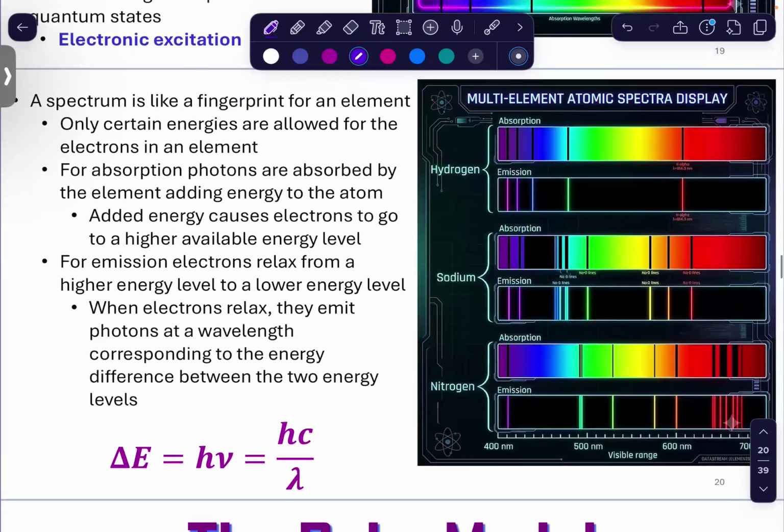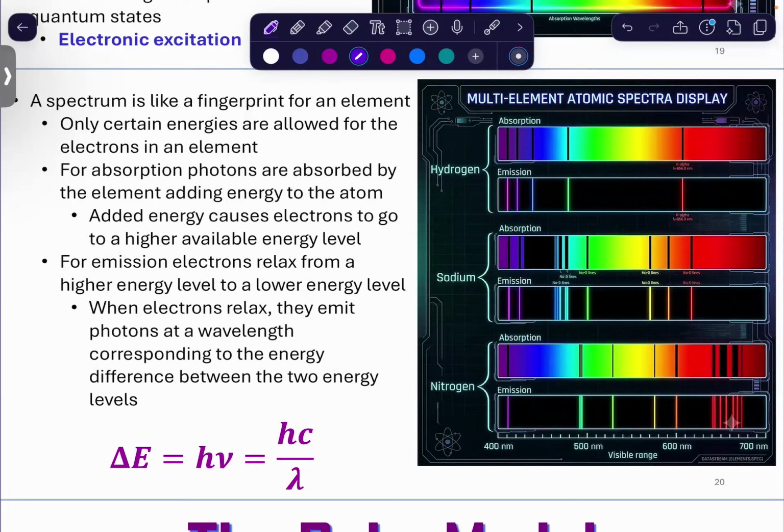So these spectra are like fingerprints for an element. Here you see hydrogen. If it's cool, it will only absorb very specific wavelengths, and if it's hot and cools off, it will only emit very specific wavelengths. All of your elements are going to do this. It all has to do with electrons either absorbing photons and jumping up to higher energy levels, or relaxing from a higher energy level back down to a lower energy level and emitting photons.